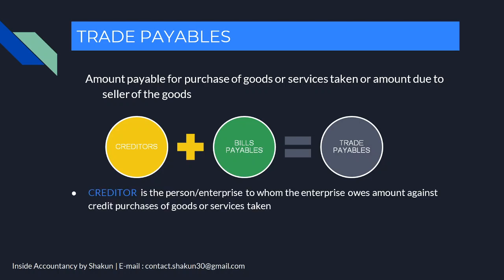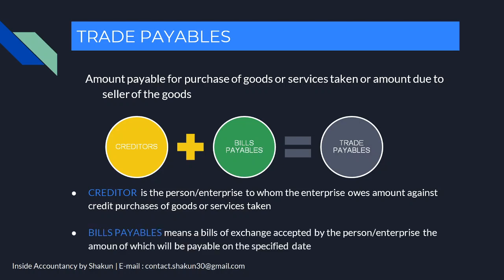Creditor basically is a person or it can be an enterprise to whom an enterprise owes amount against the credit purchases of goods or the services that are taken. For example, if goods are purchased from ABC company, that means goods have been purchased by the business but the amount has not been paid to ABC and Company. So since the business is required to make a payment to ABC and Company, ABC and Company is the creditor for the business, a person to whom the payment has to be made on account of the credit purchases.